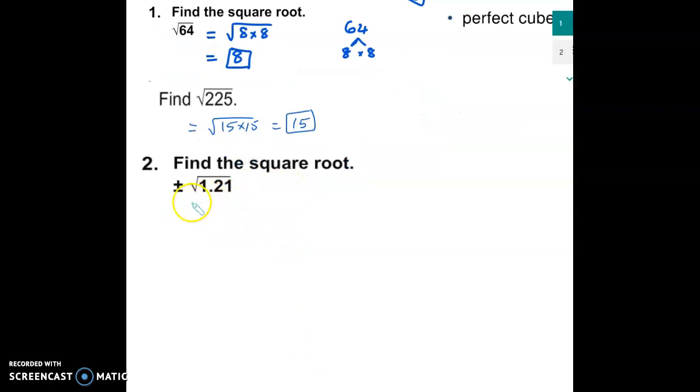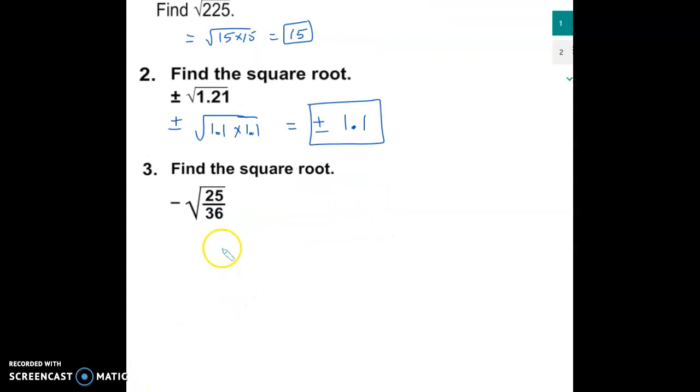Now let's look into another example. Find the plus or minus square root of 1.21. So 1.21 is basically a multiplication of 1.1 times 1.1. So I can write the square root of 1.1 times 1.1 gives me 1.21. So the square root of 1.21 is plus or minus 1.1.